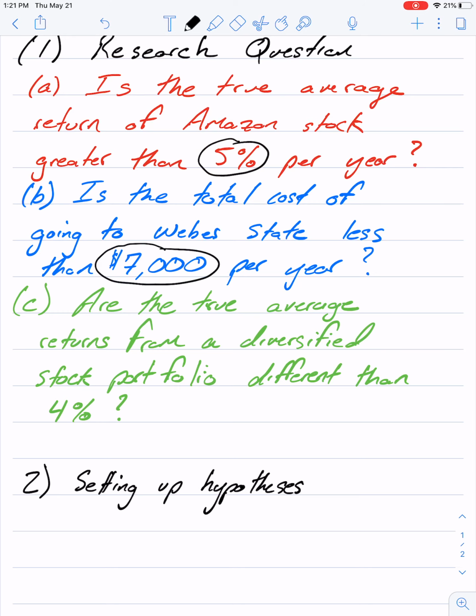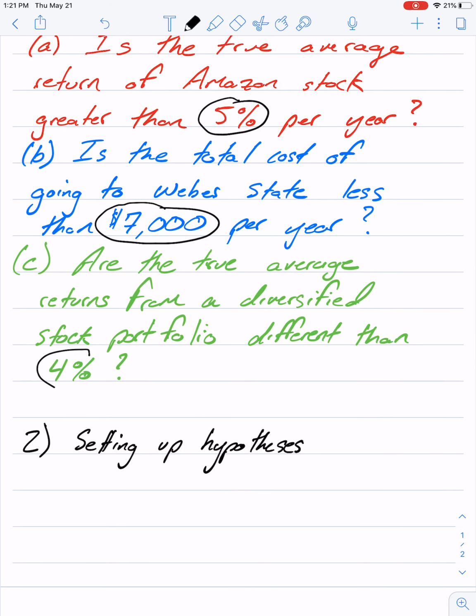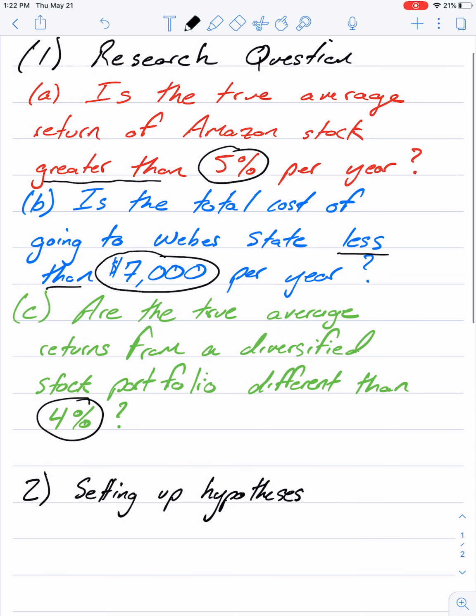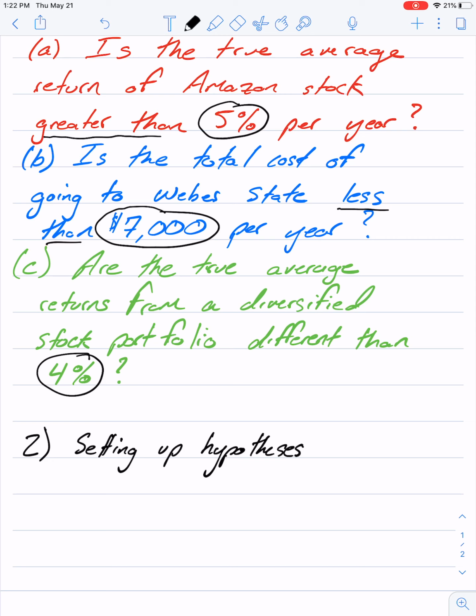For the second one it is $7,000, and for the third one it is 4%. The other key thing that we're going to look for in these questions is a keyword about the direction. That keyword in the first question is "greater than." We're giving our question direction: is it greater than? And that's going to be important. The second one, "less than." That's going to be important when we set up our hypotheses in the next step. Third one, "different than." Those are all different by nature, right? Greater than, less than, or different than.